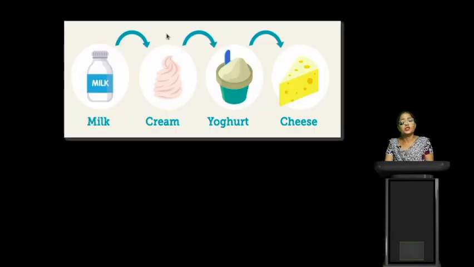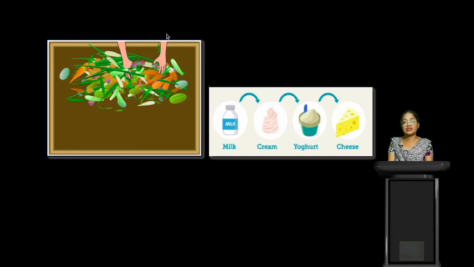So, do you think we can separate milk also in the same way? Do you think we can get cream, yogurt and cheese from milk the same way? Can we just separate all the components from the milk and get all these things? Do you think that is possible? Let's find out, okay? On one side, we have this pile of vegetables, which is all mixed together, right? And on the other side, we have milk, cream, yogurt and cheese. So both of them are mixtures, right?